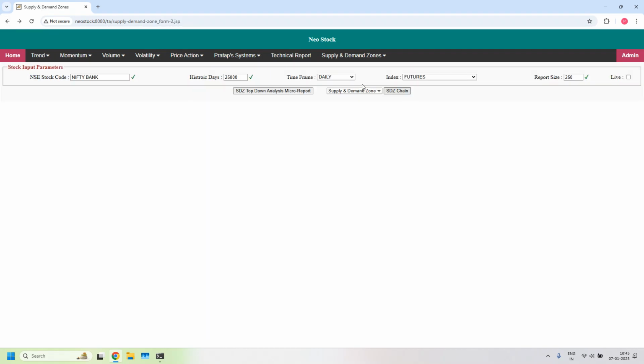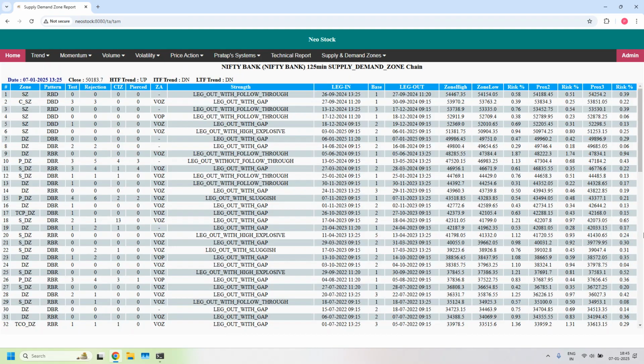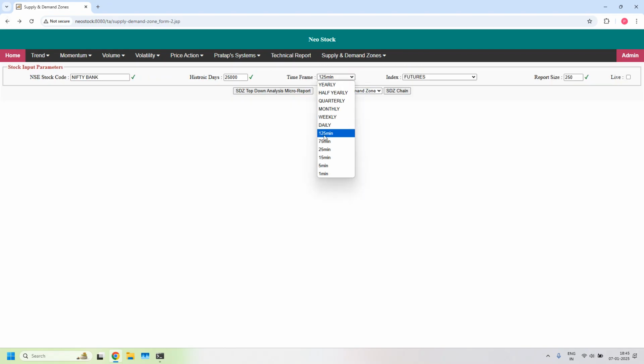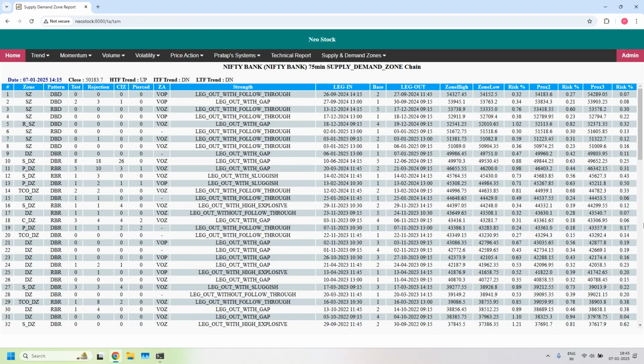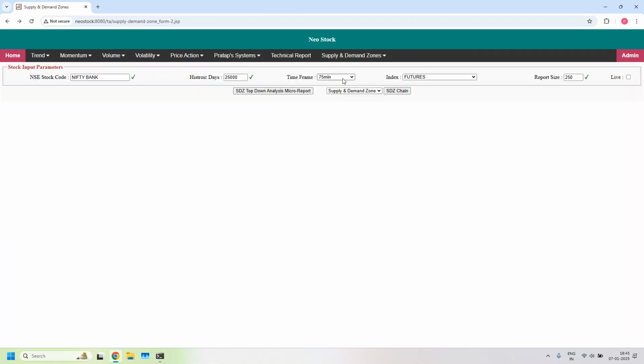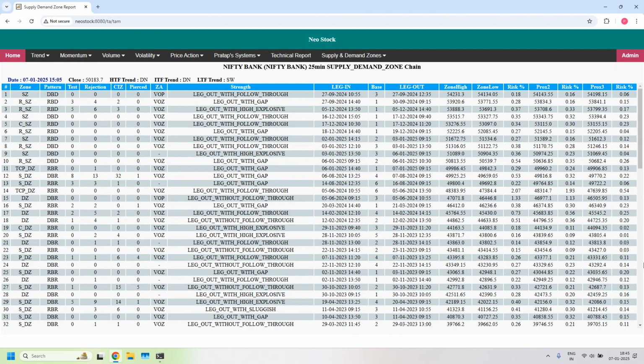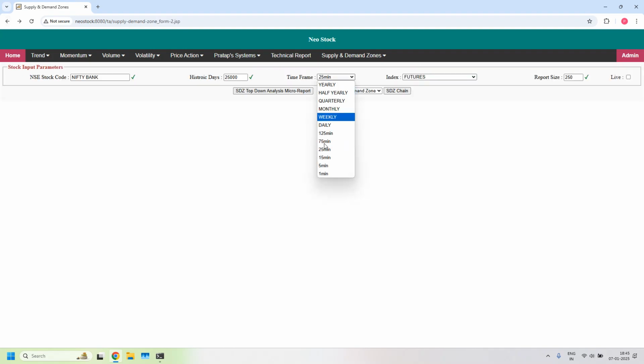Next, 125 minutes supply demand zone chain for BANKNIFTY. Next, 75 minutes supply demand zone chain for BANKNIFTY. Next, 25 minutes supply demand zone chain for BANKNIFTY. And next, 15 minutes supply demand zone chain for BANKNIFTY.